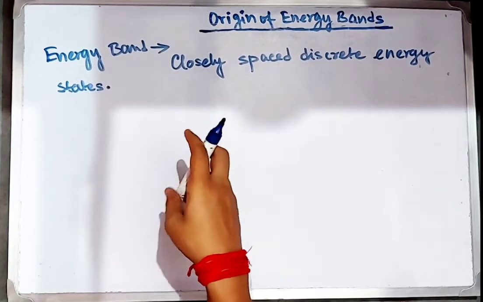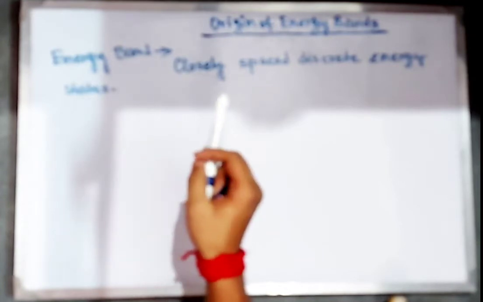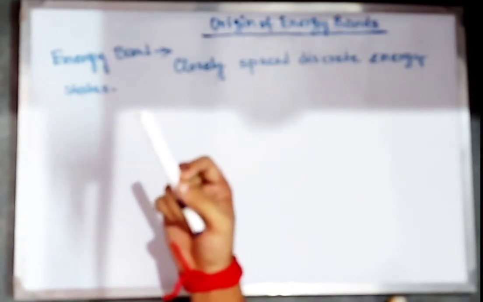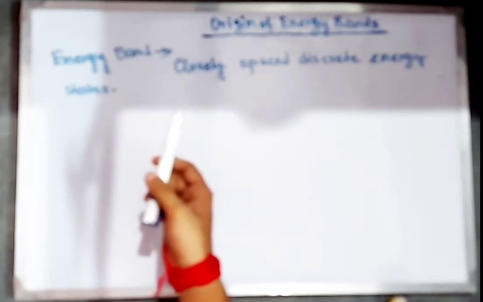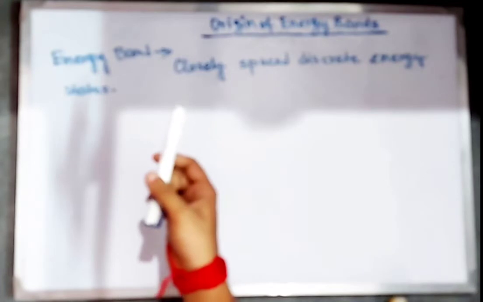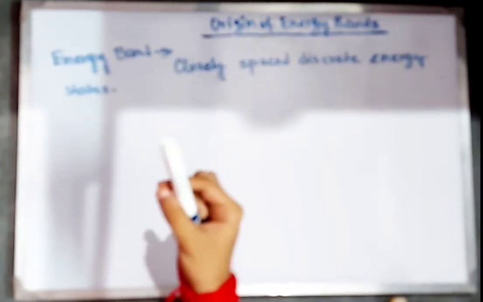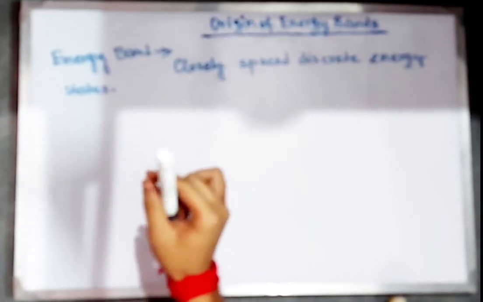So before going to the energy bands, I want to show you something. I want to calculate how many atoms there are within a unit volume of silicon crystal, so that we have an idea of how many energy states there are within an energy band. I have told you that within a silicon crystal there are millions of atoms, but now we will try to calculate the exact number of atoms which are present within a unit volume of silicon crystal.